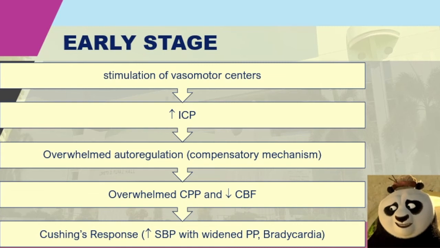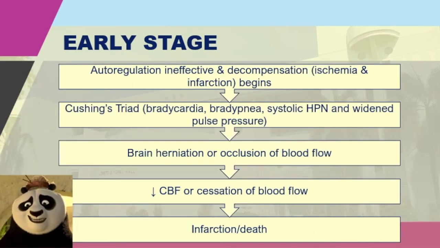Okay, so class, this is classic in a patient with stroke, okay, or a patient with increased intracranial pressure. As a consequence, there will be continuous autoregulation ineffectiveness and resulting decompensation. So because of the decompensation, class, there will be ischemia and infarction. Notice again, or recall again, that your ischemia is decrease in oxygen and your infarction is leading already towards necrosis. Okay, now, the consequence of this would result in what we refer to as your Cushing's triad.